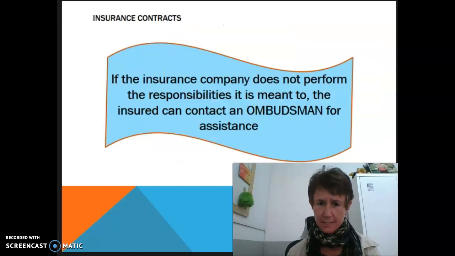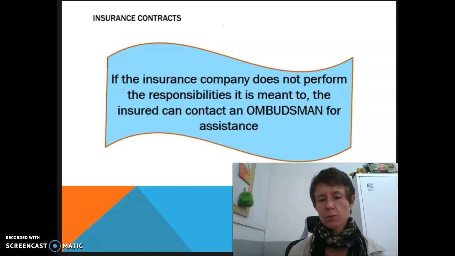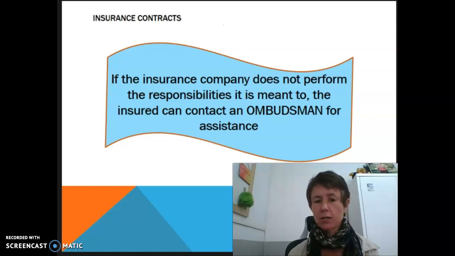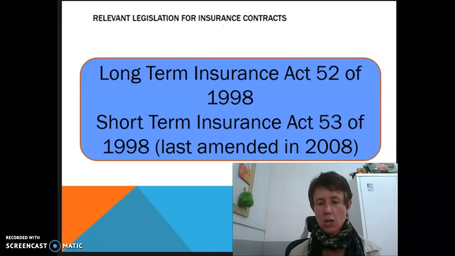If the insurance company does not perform its responsibilities as it is meant to, then the insured, that means you or I, the individual, can contact what we call an ombudsman. Okay, and an ombudsman is like a judge who will then look at the case and say whether or not the insured or the insurer was right. The last thing I just want to highlight is that there are two laws that govern insurance. The one is the Long-Term Insurance Act and the other one is the Short-Term Insurance Act. I hope that has given you a good brief outline.